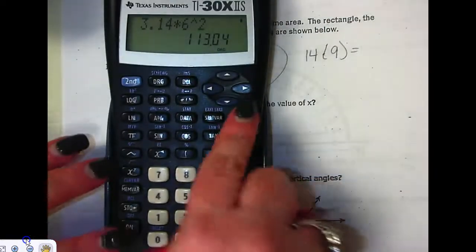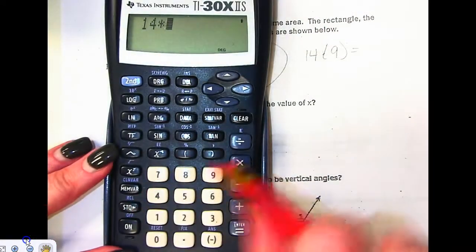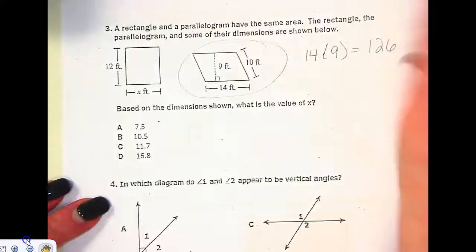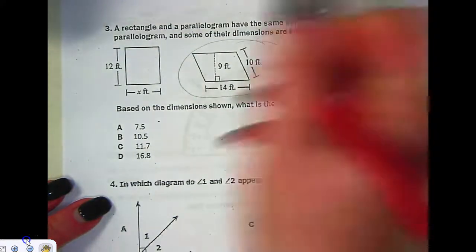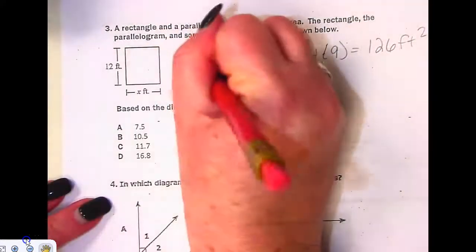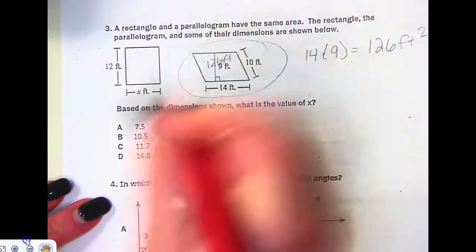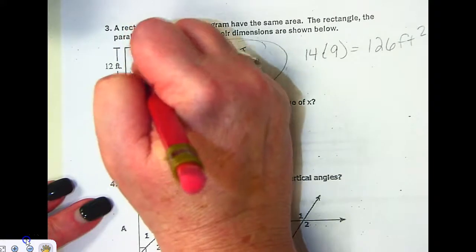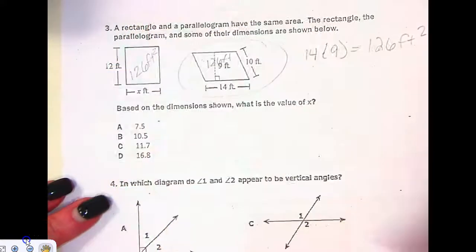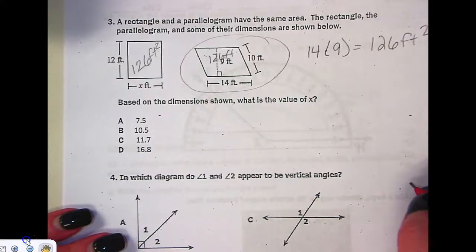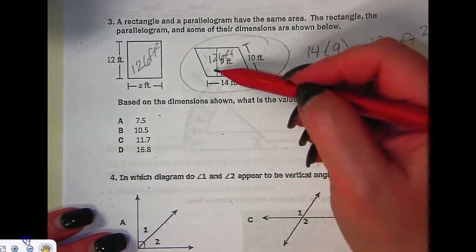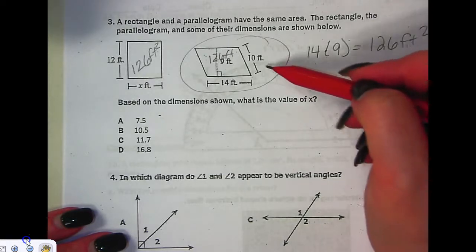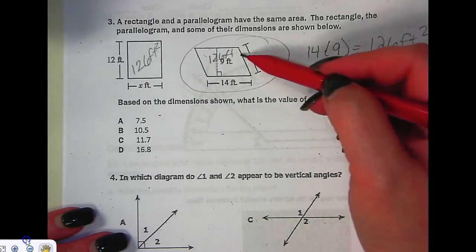And we got 126 feet squared. So the area of this is 126 feet squared. So what would the area of this one be? Because it said they are the same. Okay. How did Jesse know to use the 9 and not the 10 for the height? Yeah, the 10 is just the length of a side.